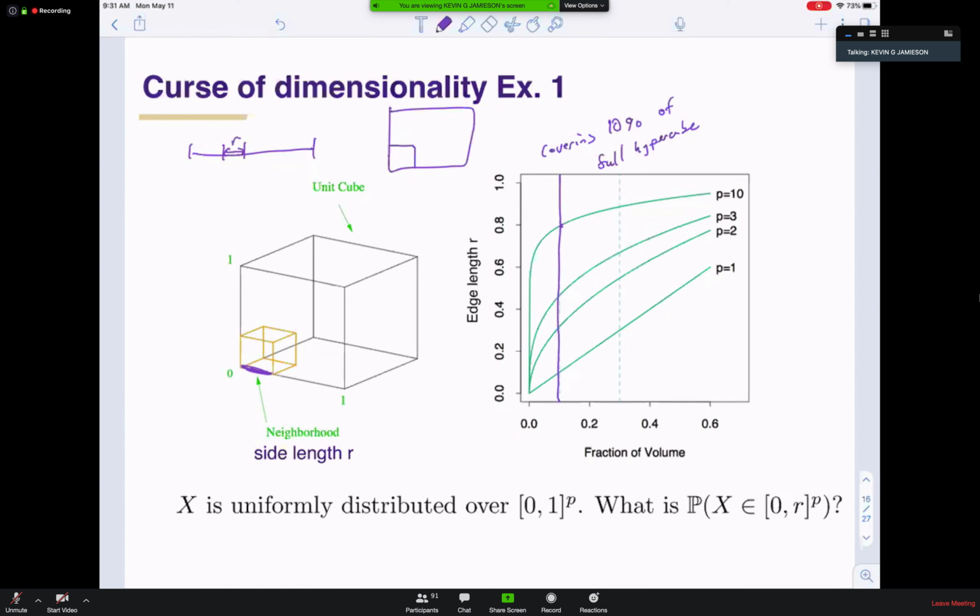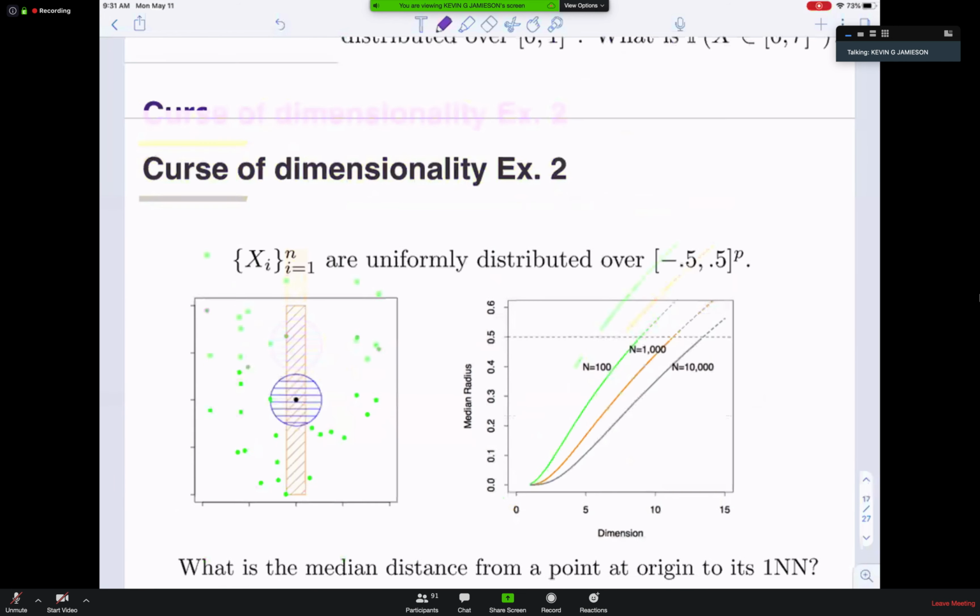The notions of volume and the size of some set, the local radius, have a very complicated and very cursed relationship. This is the first example. The second example reinforces this even more.